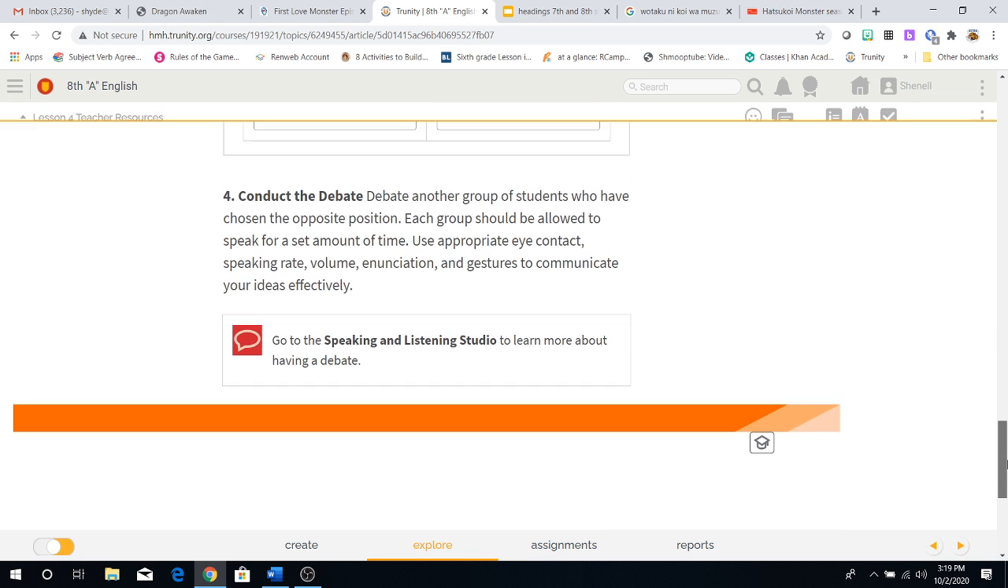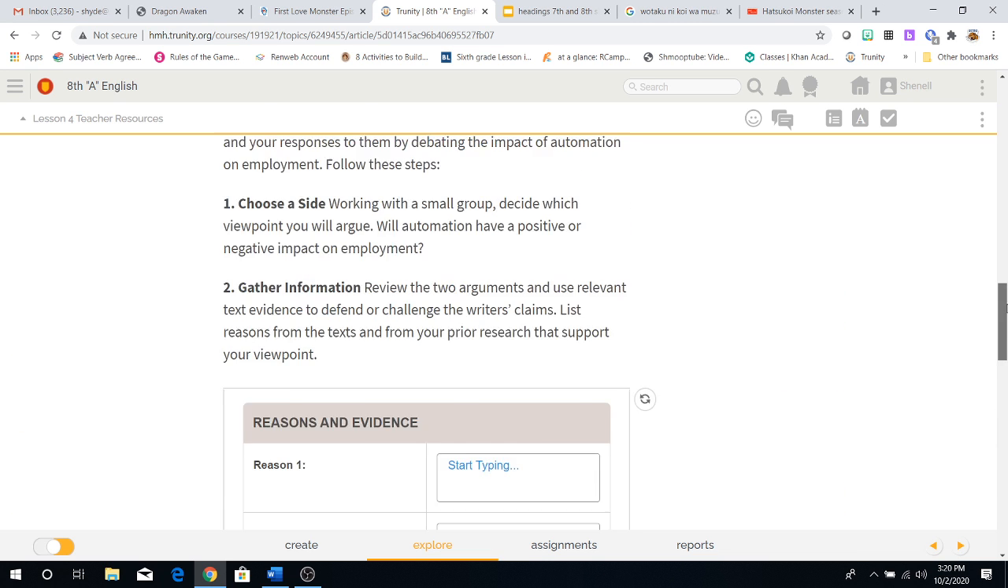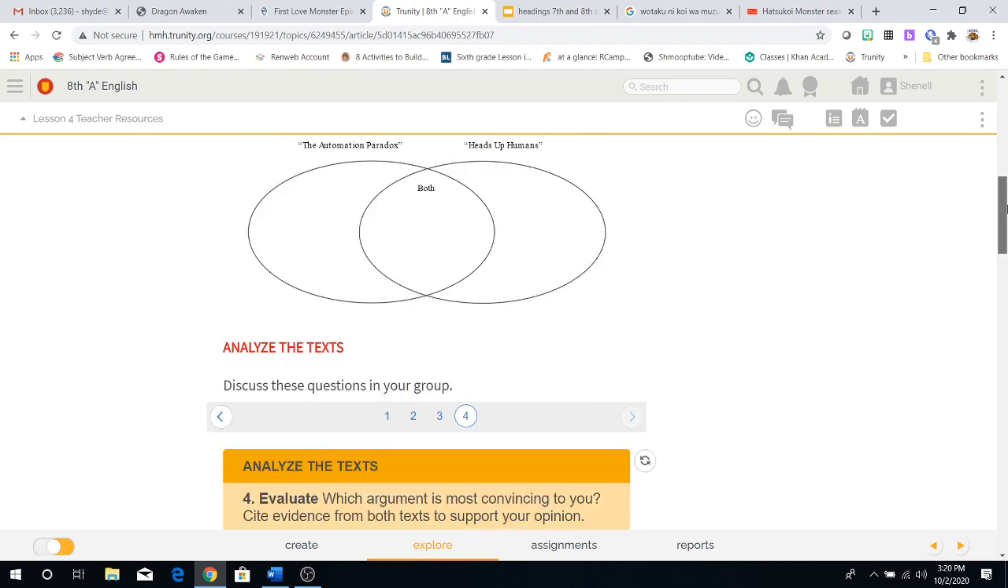Four, conduct the debate. Debate another group of students who have chosen the opposite position. Each group should be allowed to speak for a set amount of time. Use appropriate eye contact, speaking rate, that means don't go too fast or too slow, volume, enunciation, and gestures to communicate your ideas effectively. So this is how you guys are going to prepare for a debate on both topics.